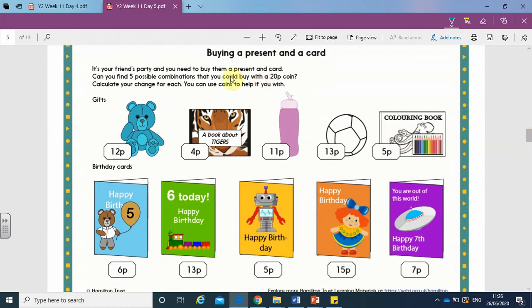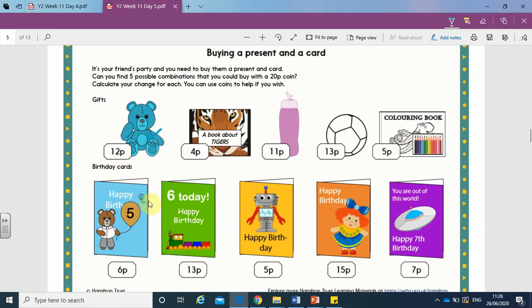So here's some practice sheets. It's your friend's party. I love a party. And you need to buy them a present and a card. So you need to buy one of those and one of those. Can you find 5 possible combinations that you could buy with a 20p coin? Calculate your change for each. You can use coins to help you. So I'm going to just do one example, and then you can do your own. So I'm going to choose a teddy bear.